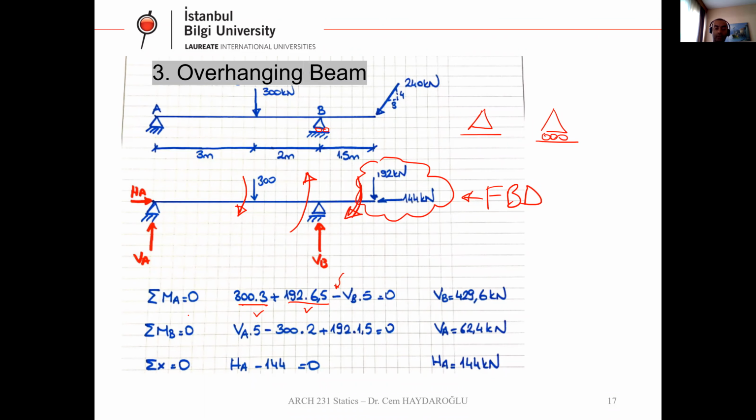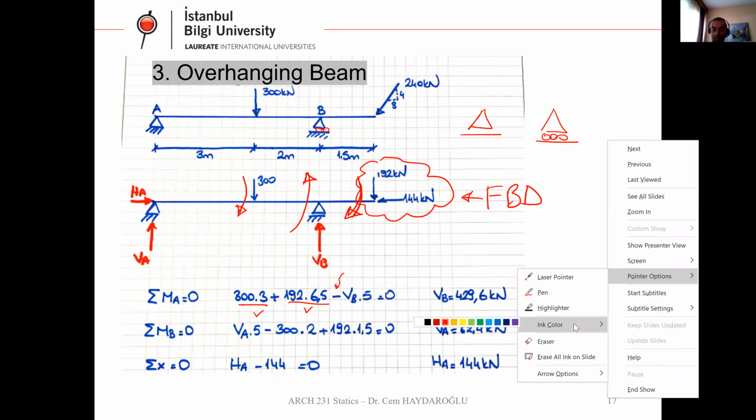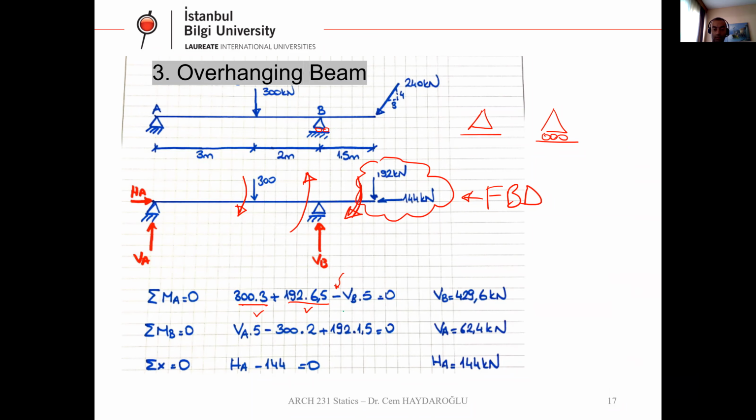Okay, let's do total MB equals 0. The total moment for point B is 0. Let me change the color here. Here, I'm going to use green for the MB. Okay, the point is here. Okay, rotation point is B.